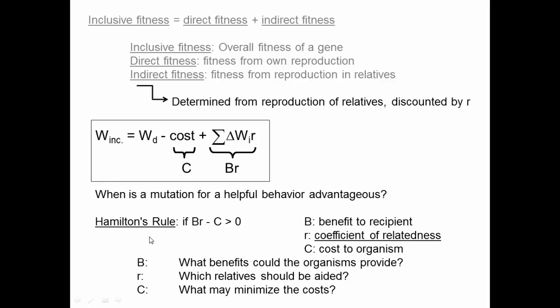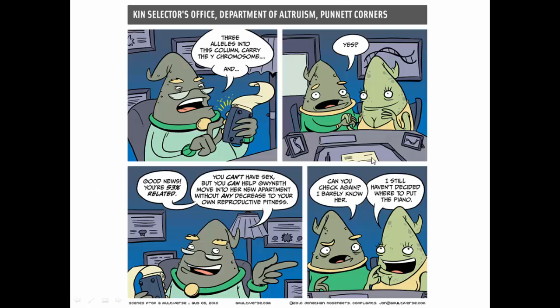So Hamilton's rule is an example of a mathematical model that's kind of a conceptual model. It identifies three important factors that we want to look at when we're thinking about the evolution of helpful behaviors. This is just a cartoon that you can take a little bit of time looking at. It's making fun of the idea that when we think about providing helpful behaviors to other individuals, like in this example, helping someone move, the genetic relatedness of those relatives is something that we may want to consider.